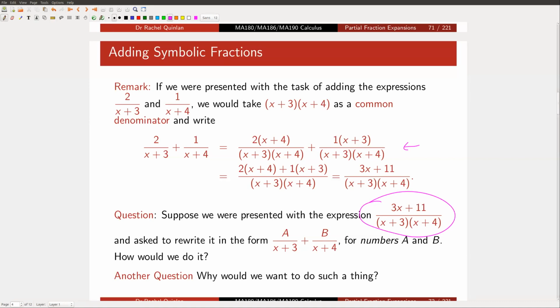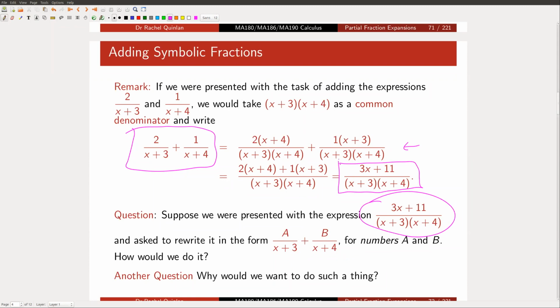One answer is that it might be easier if, for example, what you want to do is integrate the expression, because the two terms in this sum, we know how to integrate them. They're basically log of x plus 3 and log of x plus 4. This expression, we don't really have a scheme for finding an antiderivative for as it stands. So that's one reason why you might want to do such a thing.